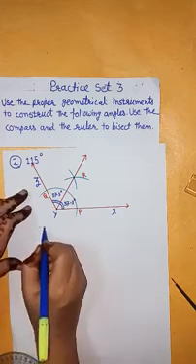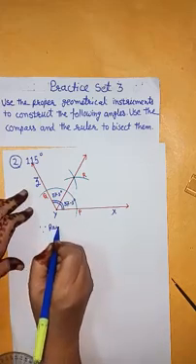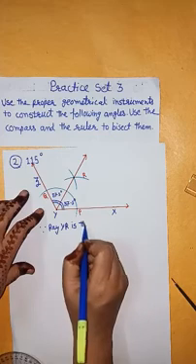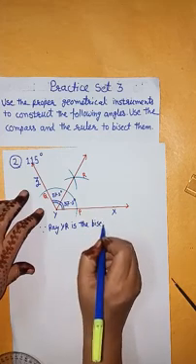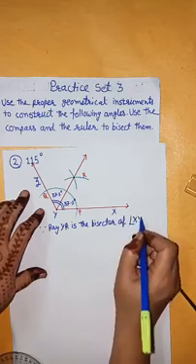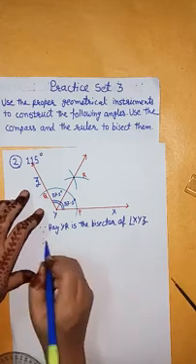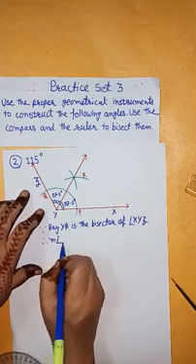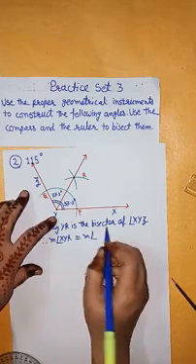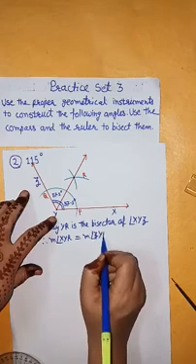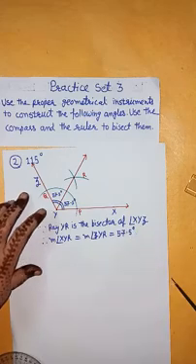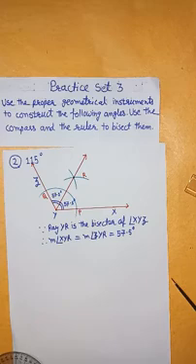Here write down, since ray YR is the bisector of angle XYZ. Therefore, we can write measure of angle XYR is equal to measure of angle ZYR is equal to 57.5 degree. This completes our second construction in practice set 3.